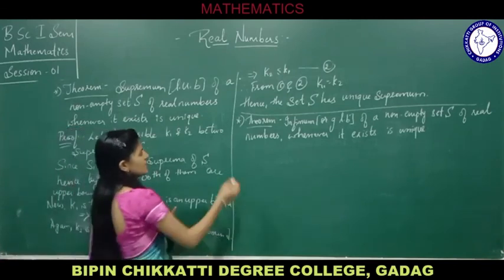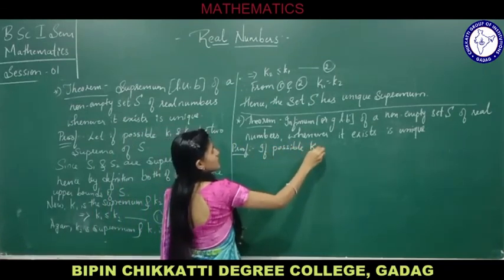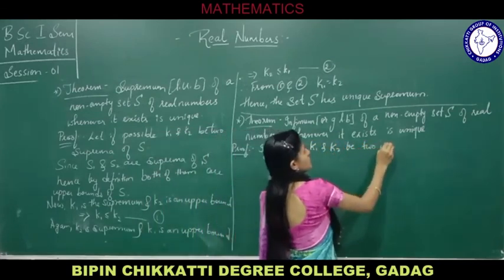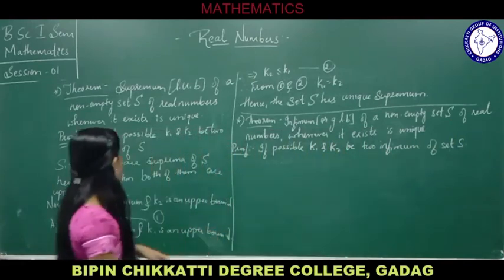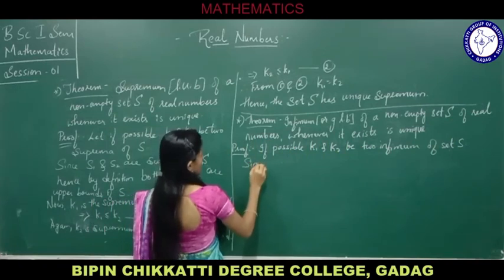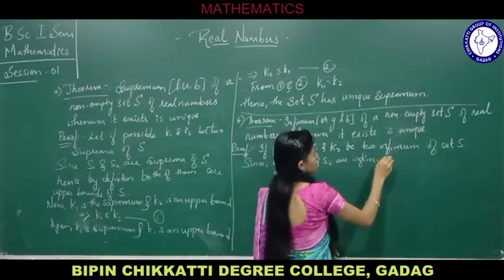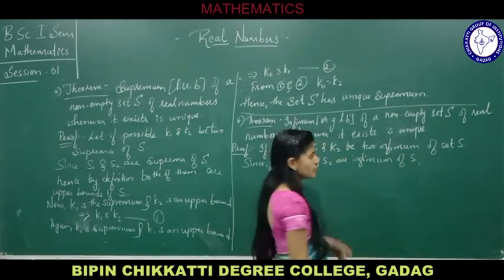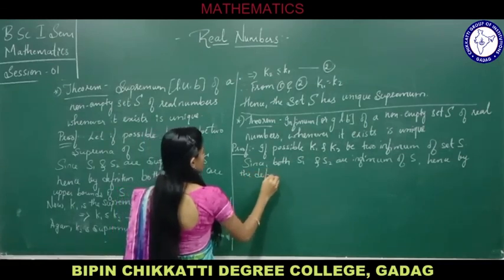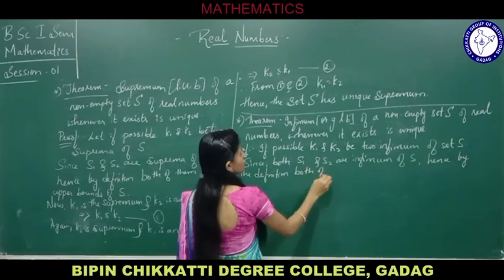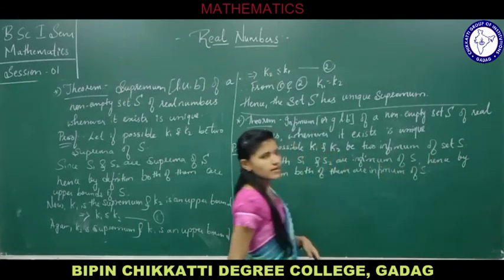The same way as we proved it for supremum, we need to prove it for infimum. How are we going to prove it? Let, again, if possible, K1 and K2 be two infimums of set S. Since both K1 and K2 are infimums of S, hence by the definition, both of them are infimums of S.